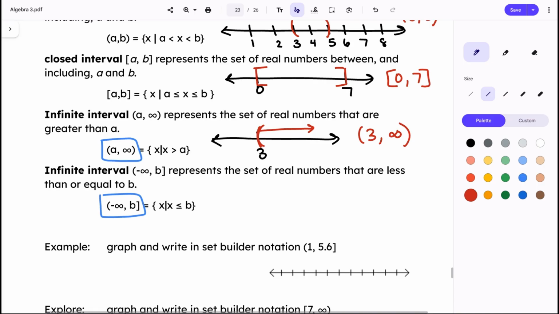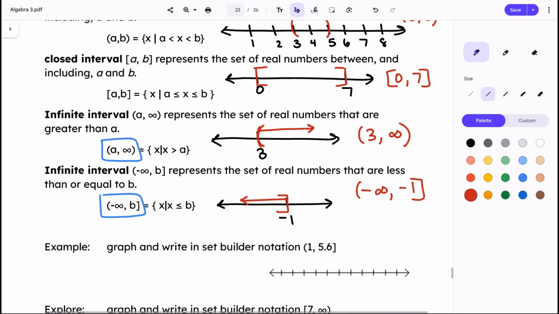And then for the other example, let's just say I had my solution at -1. This time I'm going to show you with the hard bracket, and then also I'm going to have it go to the left to show that it's going towards negative infinity. And so we would write that as negative infinity, comma, -1 with the hard square bracket.